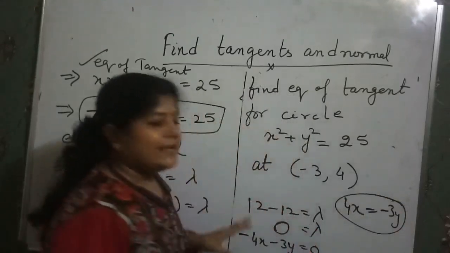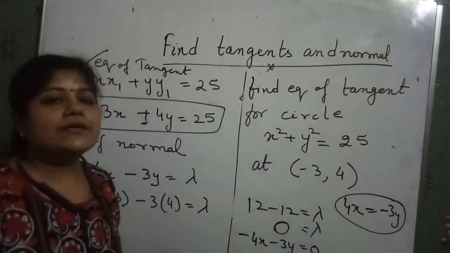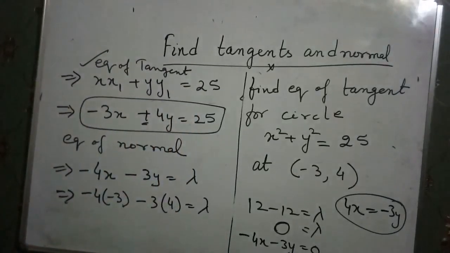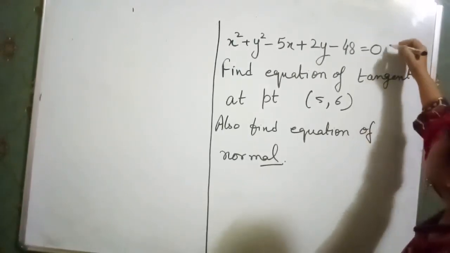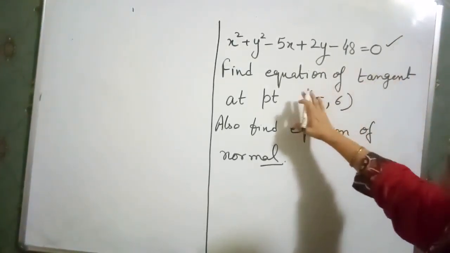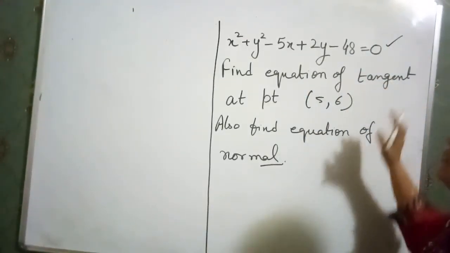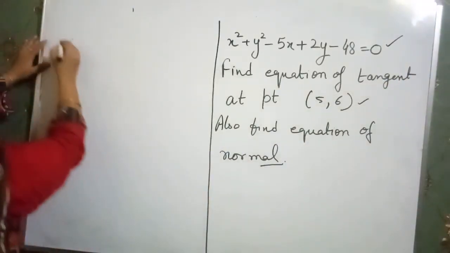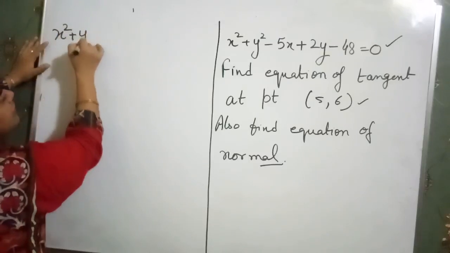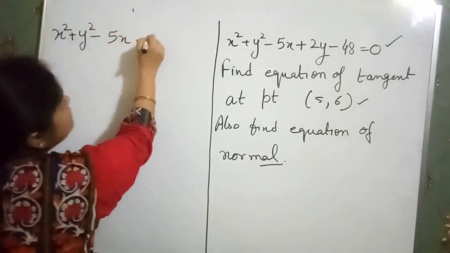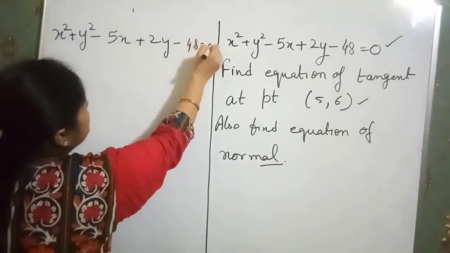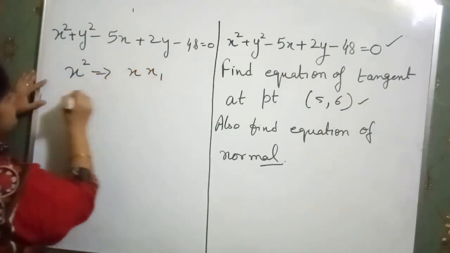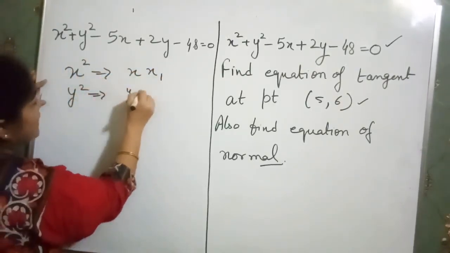Okay, I think you got the concept. Now I am proceeding to another concept, the general equation of the circle. We have to find the equation of tangent and the equation of normal for that circle passing through the point 5, 6. The equation of circle is x square plus y square minus 5x plus 2y minus 48 is equal to 0. We write x1 in place of x square, y1 in place of y square. Just note it down.